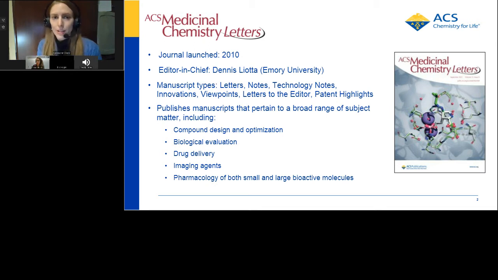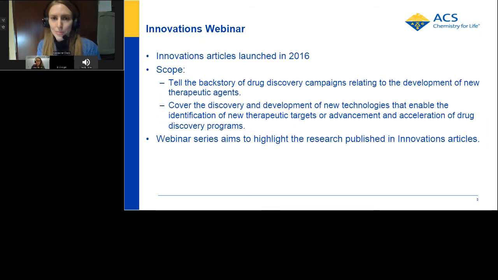Now, a quick background on the innovations manuscript type. The innovations articles launched in 2010, and as you can see, they tell the backstory of drug discovery campaigns relating to the development of new therapeutic agents, and they also cover the backstory and development of new technologies that enable the identification of new therapeutic targets or advancement and acceleration of drug discovery programs. And so in this webinar series, we aim to highlight the research that is published in these innovations articles.